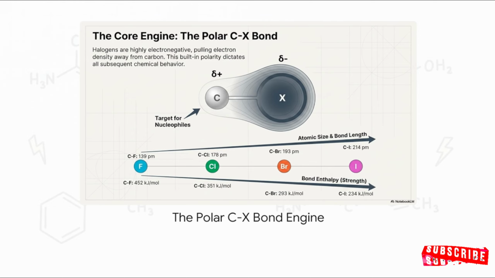But notice the trends here too. As you move down the periodic table from fluorine to iodine, the atomic size increases. This makes the bond longer, stretching all the way from 139 picometers to 214 picometers. And as that bond gets longer, the bond enthalpy, or the bond strength, drops significantly. Basically, an iodine-carbon bond is way easier to snap than a fluorine-carbon bond.